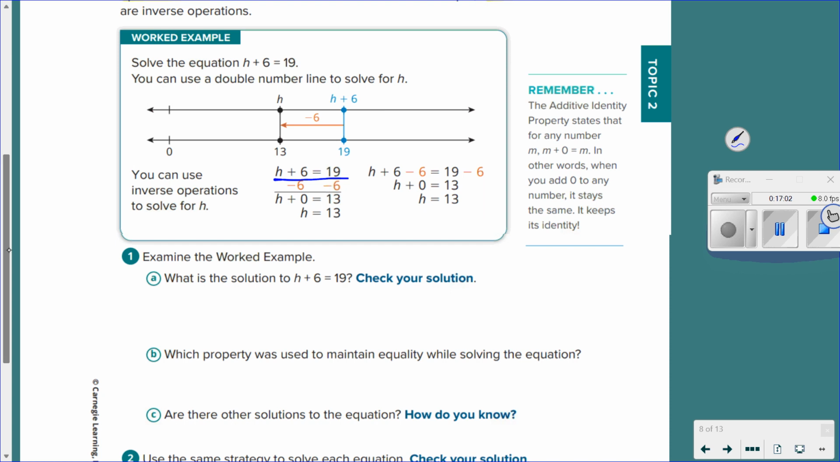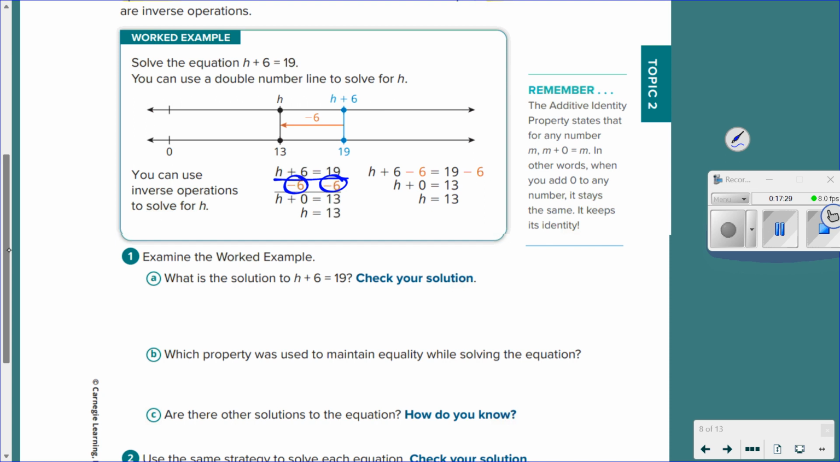Once I have my equation written, the key is being able to identify what's happening with my variable. So in this case, I'm adding 6 to my variable, correct? Correct. So in order to undo that, use my inverse operation, the opposite of adding 6, which would be subtracting 6. But once I subtract 6 on one side of my equation, I must do it on the other side of my equation to keep my equation equal.